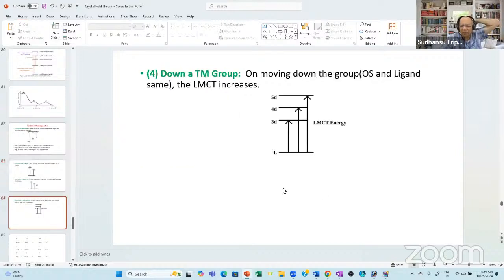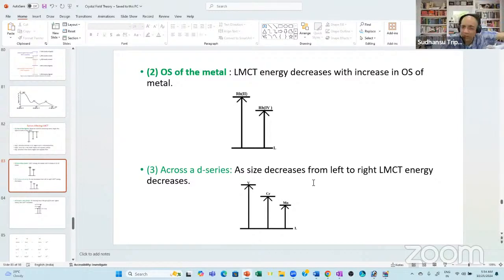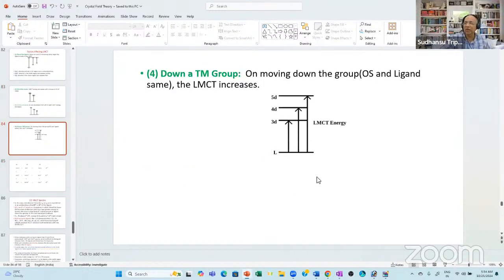So these are some minor details which will not be at all required for you unless you are a mad fellow like some of you.